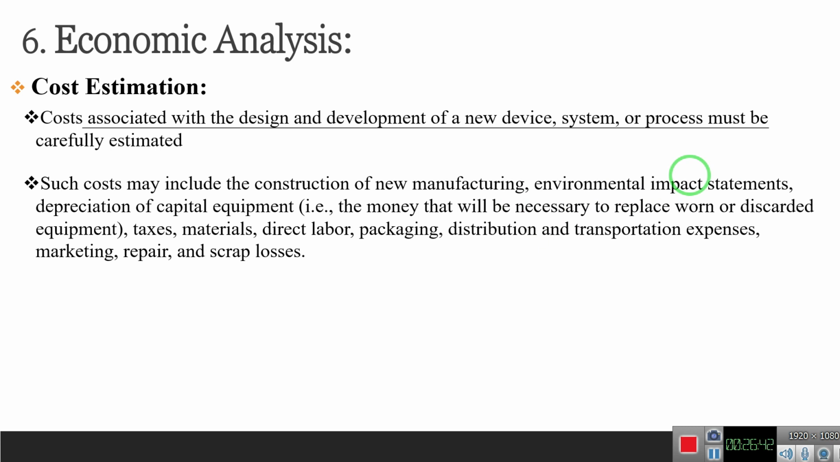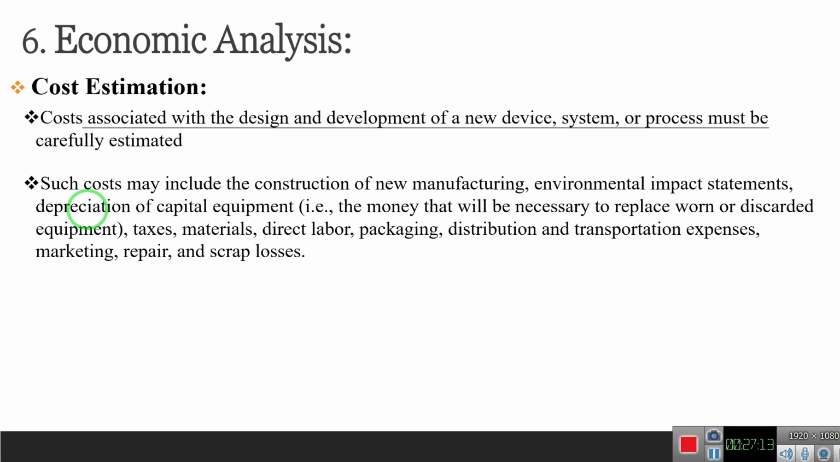Like this, the environmental impact statement, how much cost you are spending. Depreciation of capital equipment is the money that will be necessary to replace worn or discarded equipment. Depreciation means once you use some device or some part of the device, when we are selling it back, how much money you will get. That's called depreciation. It means from the actual amount, how much the amount is reducing when you are selling back.